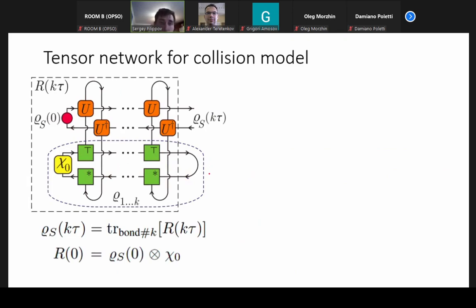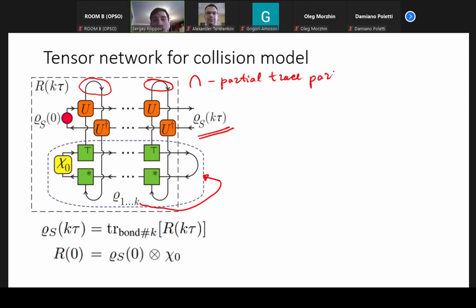So you can see here the bottom of the diagram. It is the density operator of K environmental particles. And now our system starts interacting with those particles. And after K collisions, we are interested in the density operator of the system. So this is a tensor diagram for that. And you see that at the top of the diagram, there are those U terms, which correspond to the partial trace over the particles that the system has already interacted with.